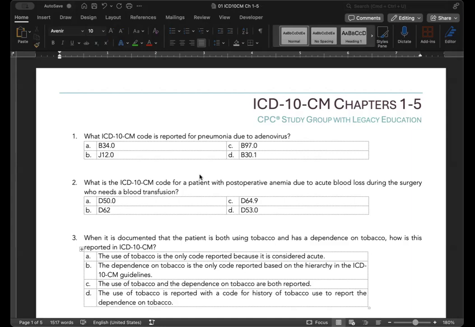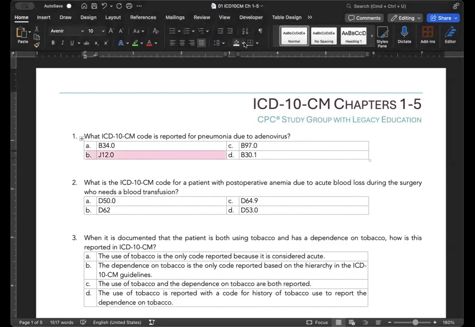And then it's actually in two different spots within the index underneath pneumonia. You can either go to adenoviral, or you can go to "due to," and then there's an adenovirus underneath that. So what code are we going to use for this one? B. J12. Yep, J12.0. Any questions on that?